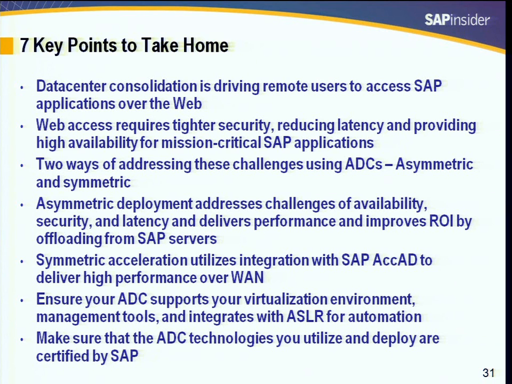As you open access to these systems to web-enabled applications, there's lots of things to consider: latency, availability, security, and performance, right? Especially because these SAP systems are mission critical. So there are two ways of doing this: asymmetric acceleration and symmetric acceleration. We talked about both. One is LAN optimization, the other one is WAN optimization. And there's a mix of those two.